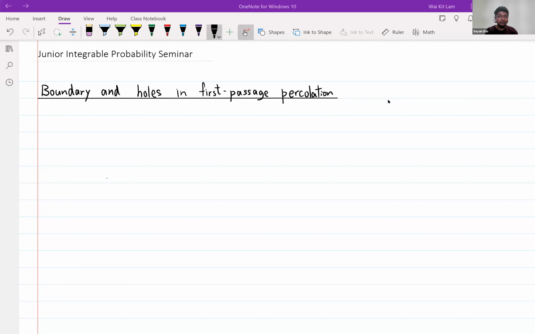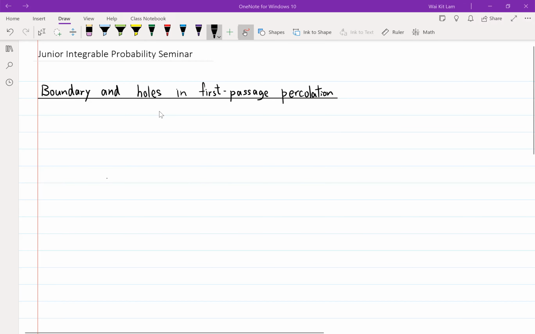Sure. So is it okay if we start now? Yeah, sure. Okay. So today we have Wai-Kit Lam from University of Minnesota. He will be talking about boundary and holes in first passage percolation. So Wai-Kit, you can take it away.